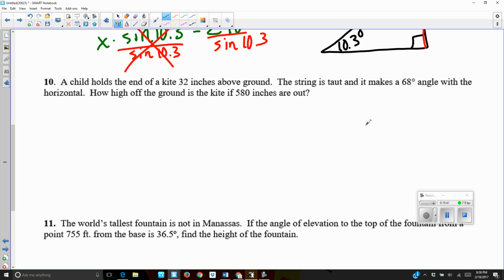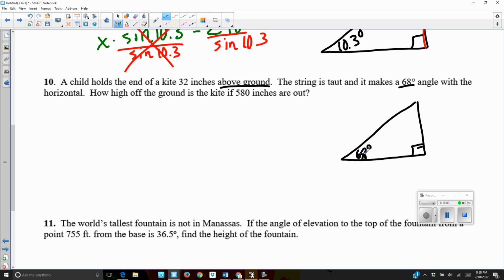All right, a couple more. Number 10 says a child holds the end of a kite 32 inches above ground. So when we draw this triangle, we still essentially are drawing it the same way. I'm going to go ahead and draw the triangle just like this. The angle is 68 degrees. I'll put it right here in the bottom corner.